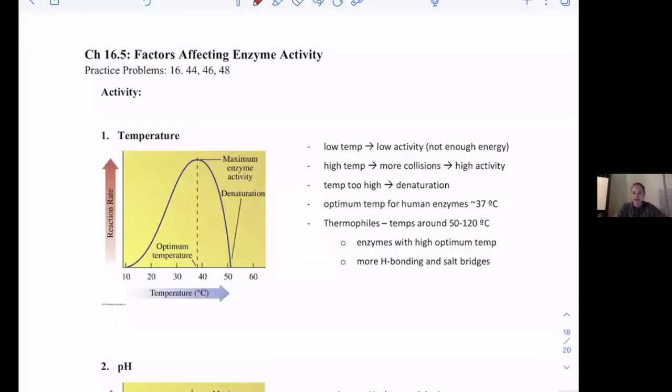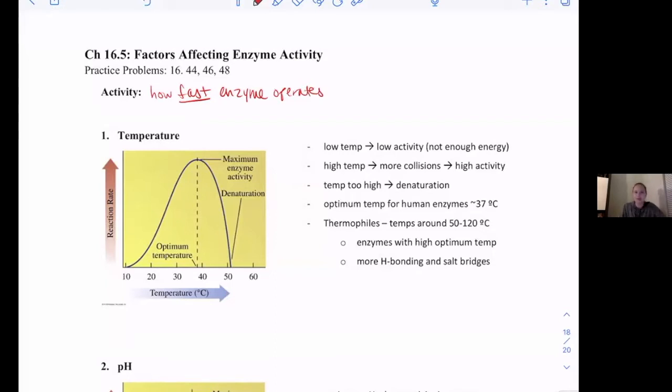Okay, so our last section in this chapter talks about factors affecting enzyme activity. So how can you change how an enzyme functions? Activity, in terms of enzyme activity, we need to define that. Activity is defined as how fast an enzyme operates. So a reaction rate is a measure of enzyme activity.